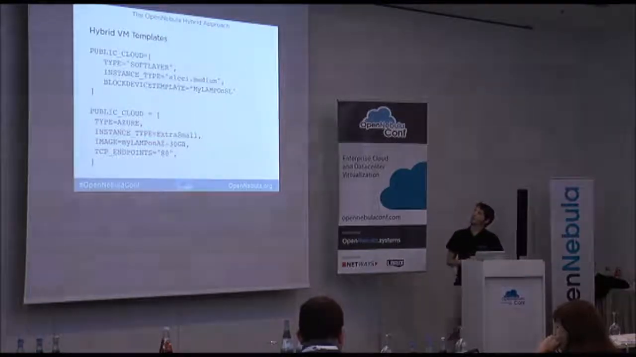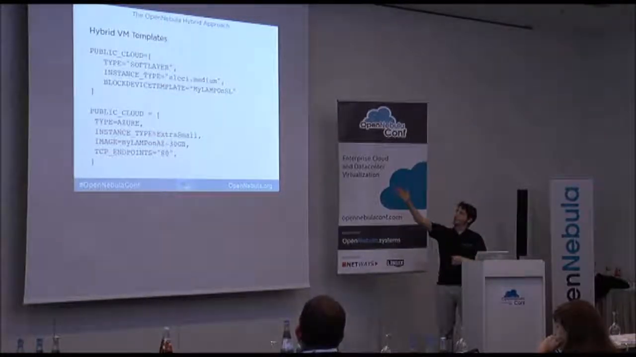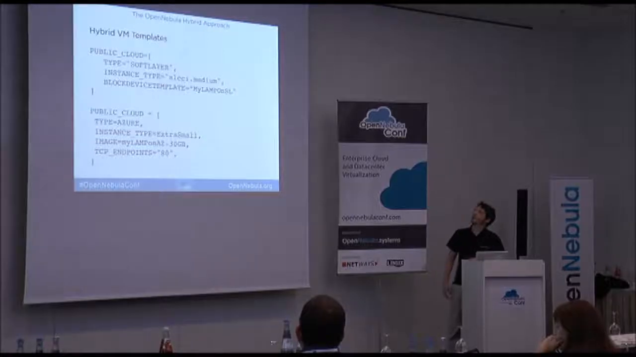So you can specify this SoftLayer template, which is also a LAMP server of medium size that is going to run on SoftLayer if the OpenNebula scheduler chooses to launch it to a host modeling an IBM SoftLayer public cloud. And the same thing goes for Azure. You just define the image, also a LAMP server, an extra small, and with the port open.